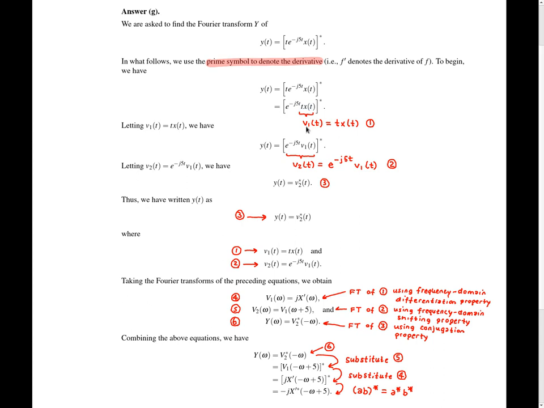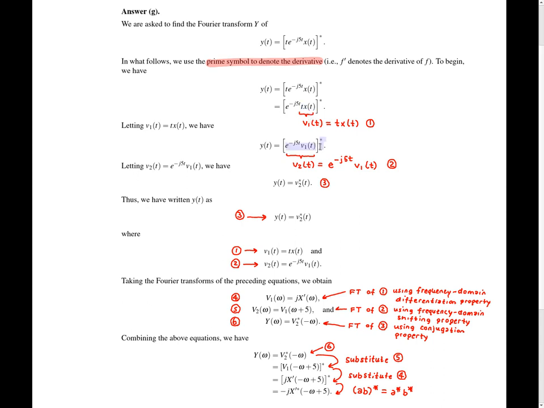Effectively what I'm doing is I'm defining a new function, little v1, which is defined by this particular equation, which I've labeled as equation number 1. And then what I can do is substitute for t x of t, v1 of t, because these two quantities are equal. And this takes me to this next line.